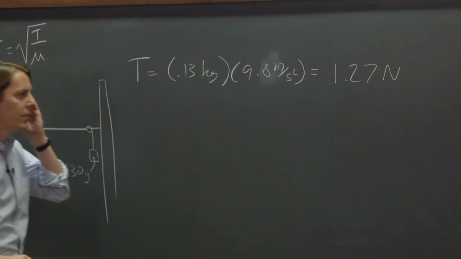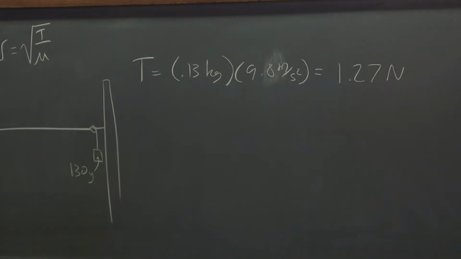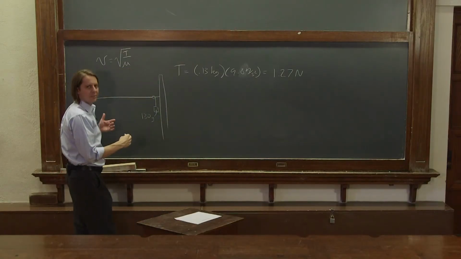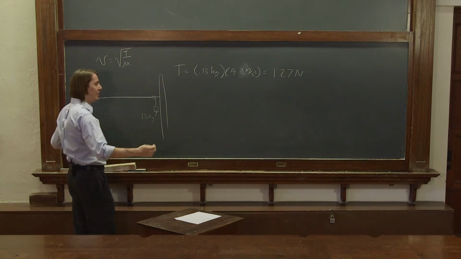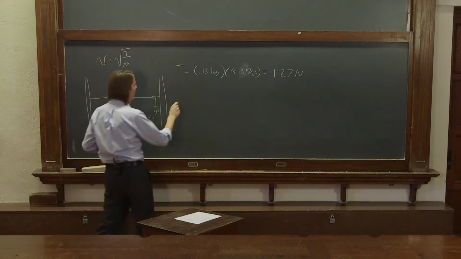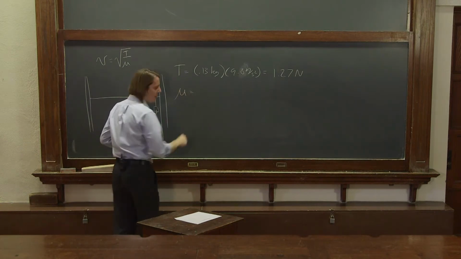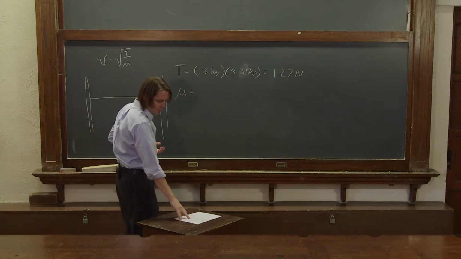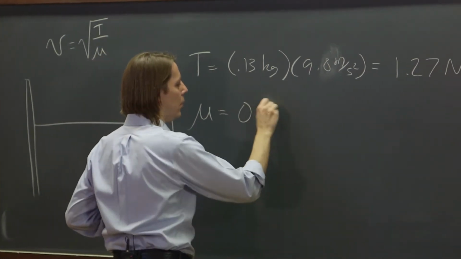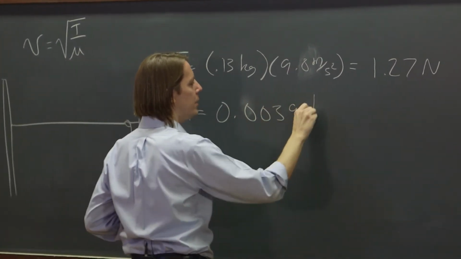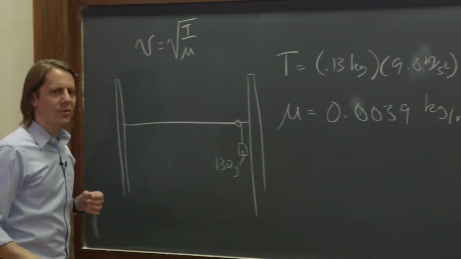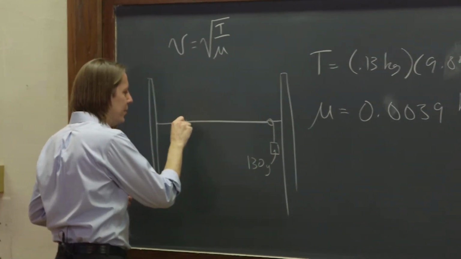in the string. The mass density is a little different from when we did our normal modes because I have less tension in the string, and the string is elastic. So when you put less tension, it bunches up more. When you stretch it really hard, the mass density goes down. So the mass density in this case, I've measured it, is 0.0039 kilograms per meter.